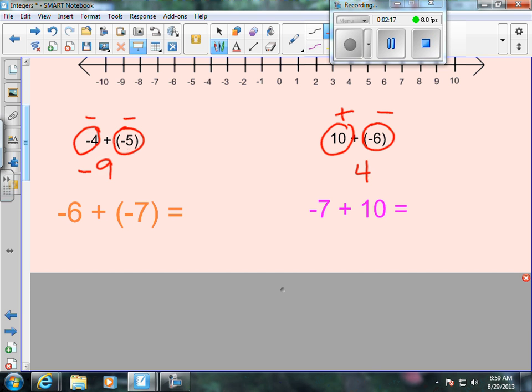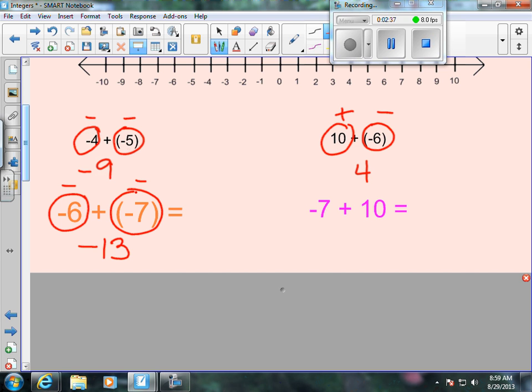Next example, -6 plus -7. The 6 is negative, so is the 7. Same signs again. We will add them and keep the same sign. Once you begin negative, you stay negative.